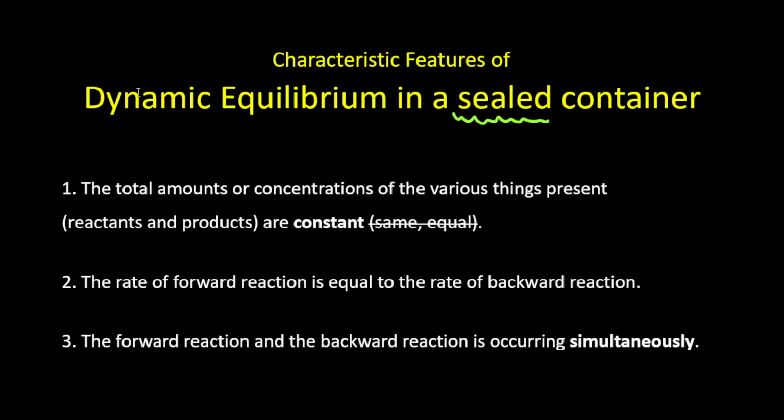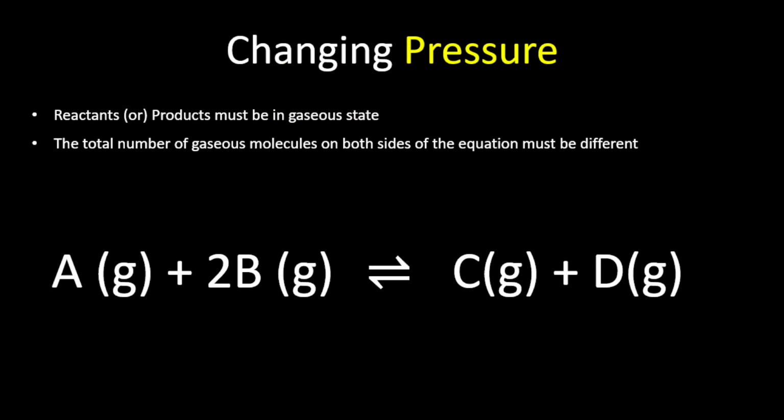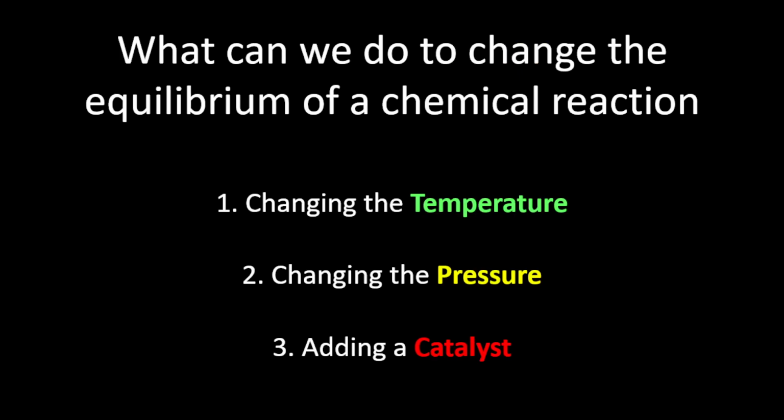So in an exam, if you are asked to write about the characteristic features or properties of dynamic equilibrium, make sure that you are able to answer these three facts precisely. So what can we actually do to change the equilibrium of a chemical reaction? We can try to do three things, which are changing the pressure, changing the temperature, or adding a catalyst. Right now we're going to look at the pressure aspect of it.